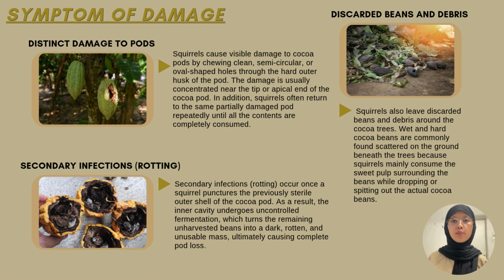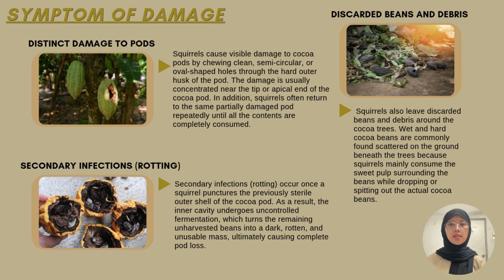On this slide, I will explain about the symptoms of damage caused by squirrels in cocoa farms. The first point is distinct damage to pods. Squirrels usually chew through the outer husk of the cocoa pod to reach the cocoa beans inside. The damage often appears as a clean oval on the pod surface. Most attacks are concentrated near the tip or apical end of the pod because that area is softer and easier to bite. Squirrels may also return to the same pod repeatedly until all the beans are completely eaten.